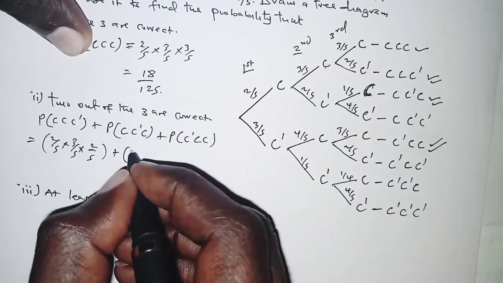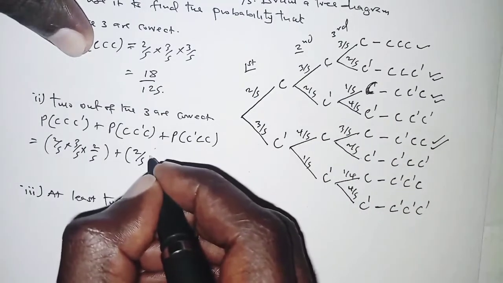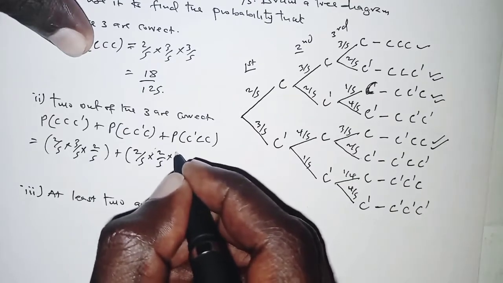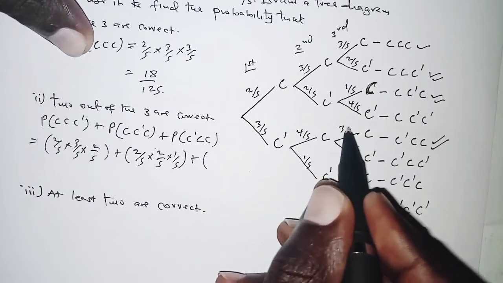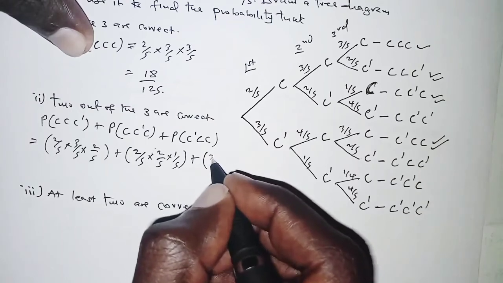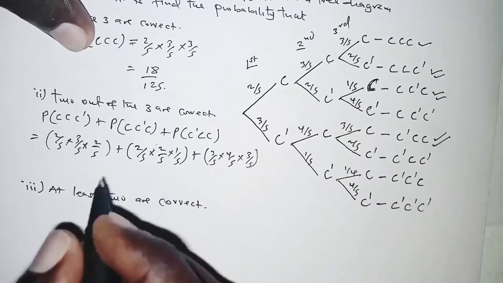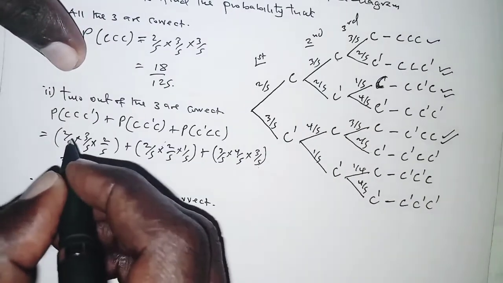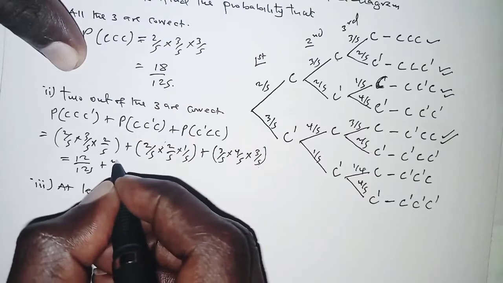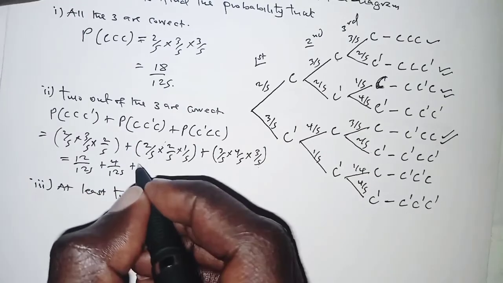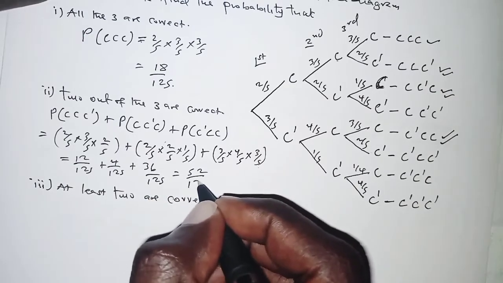plus 2 over 5 times 2 over 5 times 1 over 5, plus, finally, for this path we have 3 over 5 times 4 over 5 times 3 over 5, and this is 12 over 125 plus 4 over 125 plus 36 over 125, and that is 52 over 125.